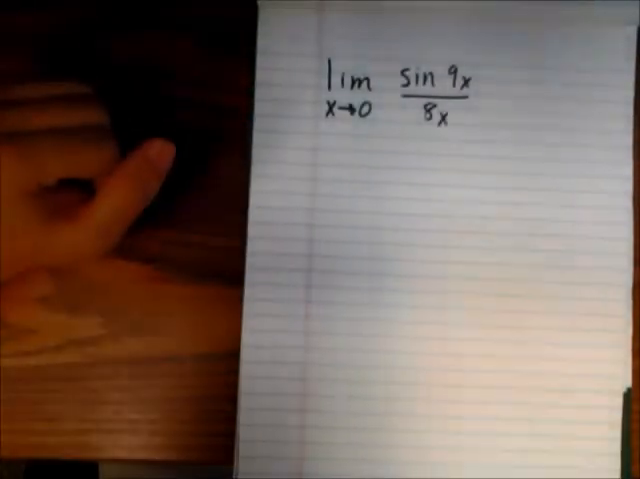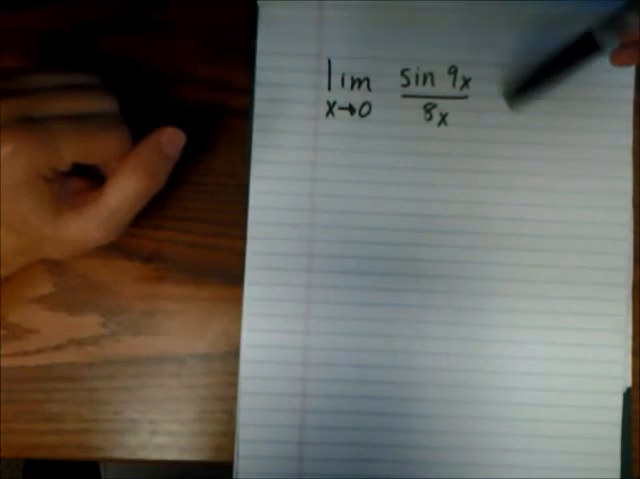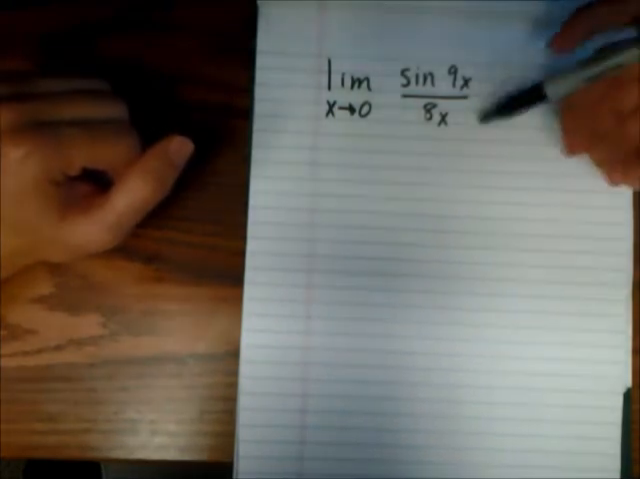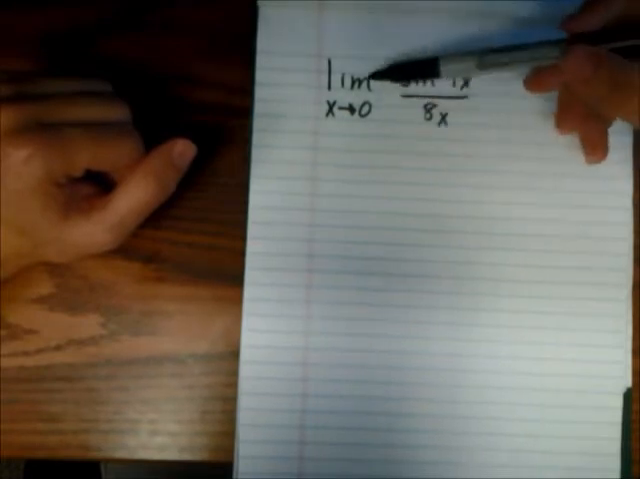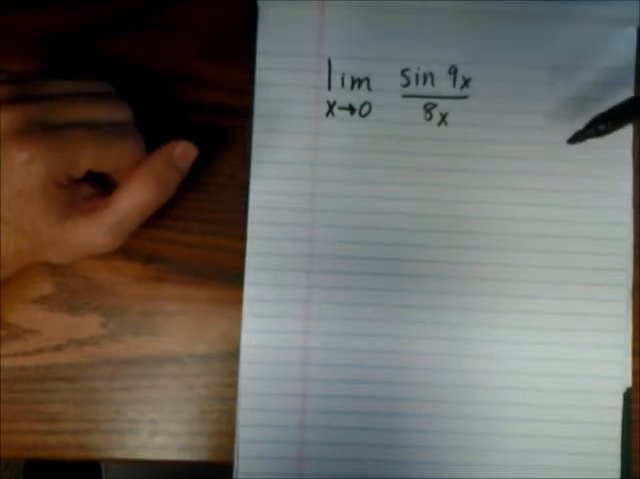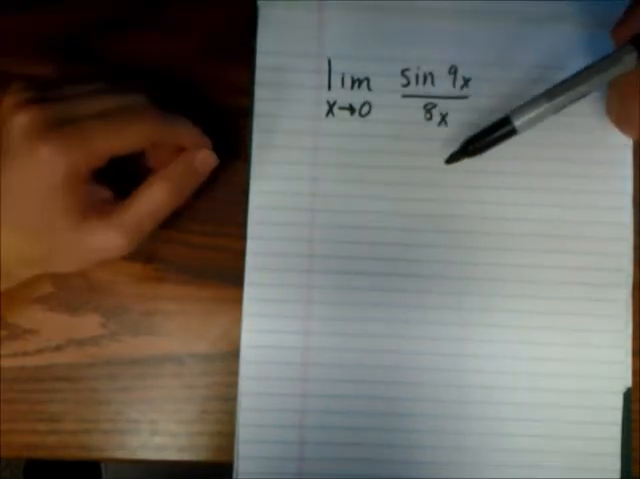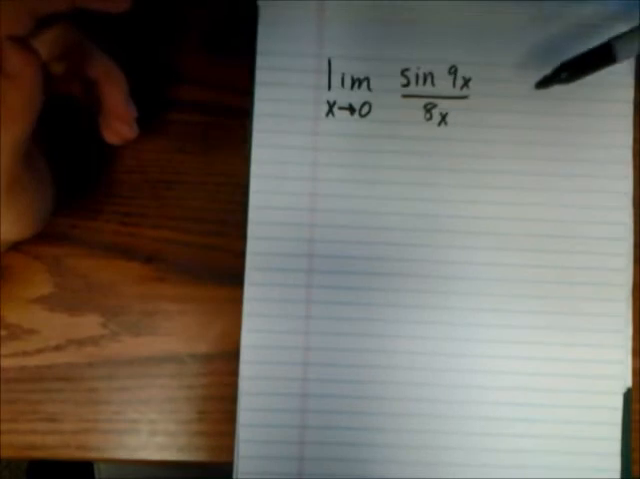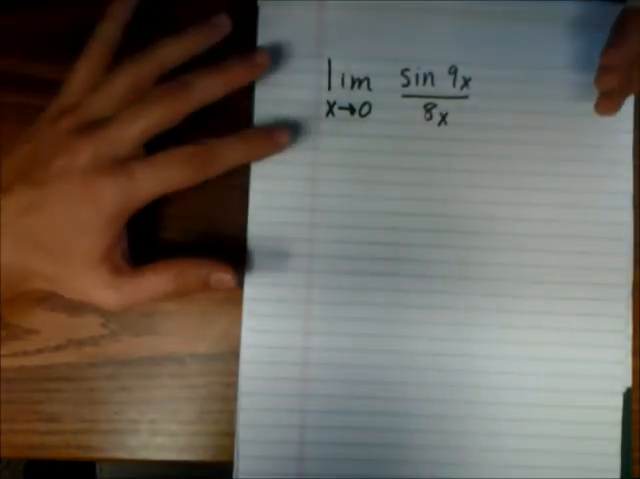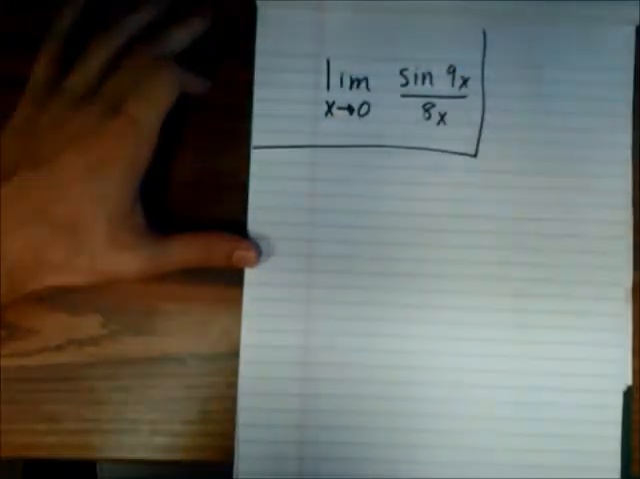Alright, hey guys. So basically the reason why I'm doing this video is because I was assigned to go through this problem and evaluate what this is. So this is the limit as x goes to 0 of sine 9x over 8x. Now for some people this is easy because they know a little shortcut, but for those that don't know the shortcut, I'm going to go through the whole process and then you'll know the shortcut right at the end. So basically, before we even tackle this, let's just box that away.